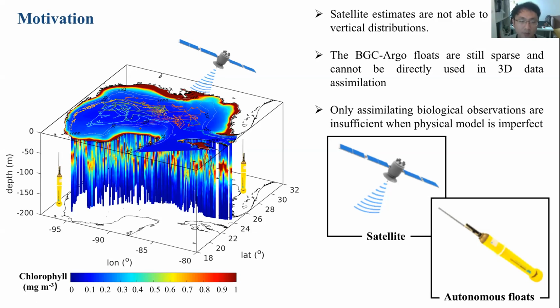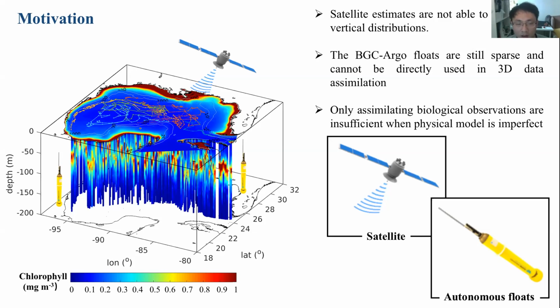But currently, the BGC Argo floats are still very sparse for 3D data assimilation, and their applications are still limited. This not only limits the data to be assimilated, but also limits the skill assessment of biological data assimilation. Only a few studies compare their model results with the observations below the surface, and it makes us poorly know about the data assimilation's performance below the surface.